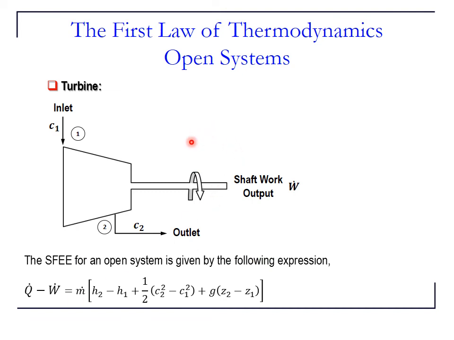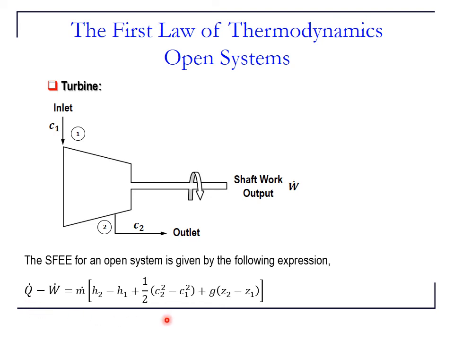Now let's have a look at the second device inside the power plant system, which is also a very important device. We call this a turbine. A turbine is basically used to generate work. The high temperature steam enters the turbine and drives the blades, which drive the shaft, and when the shaft is connected to a generator, electricity will be generated.